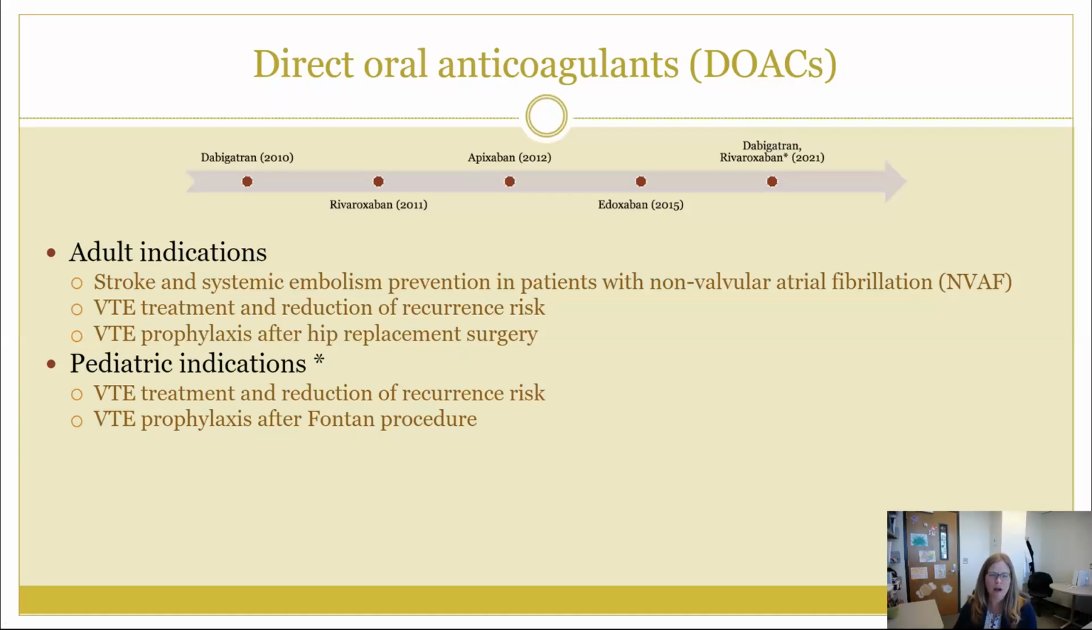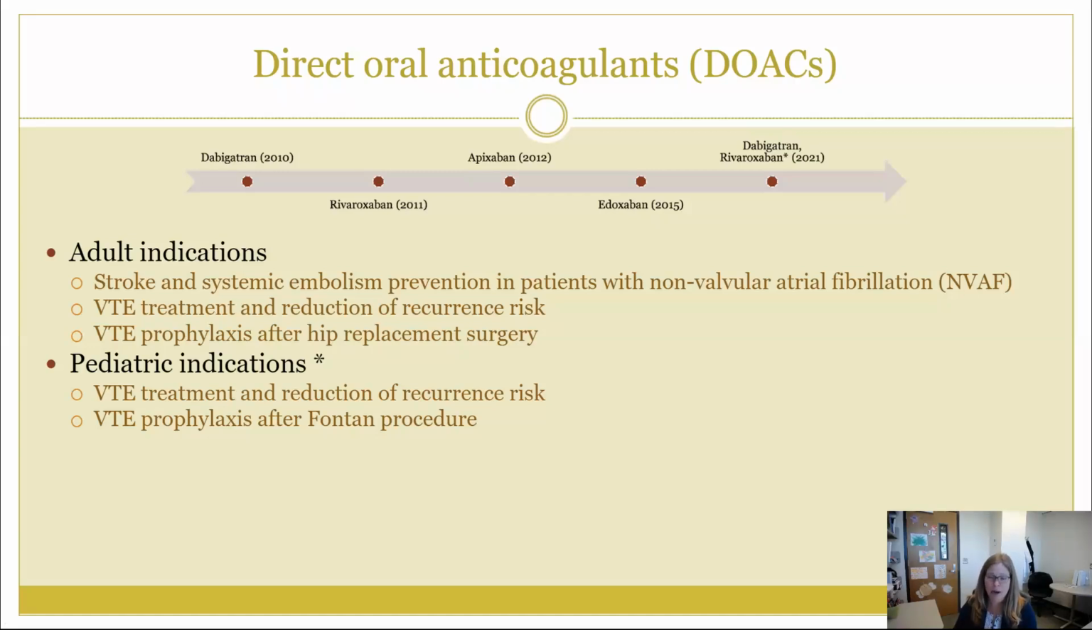So in adults, why would these oral anticoagulants be prescribed? There are a couple of main patient populations in which it's very common to see these medications. First, for patients with non-valvular atrial fibrillation, this is a first-line therapy. These direct oral anticoagulants are used in order to prevent stroke and systemic embolism.